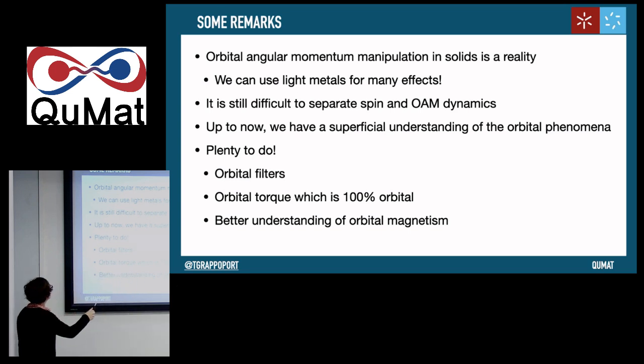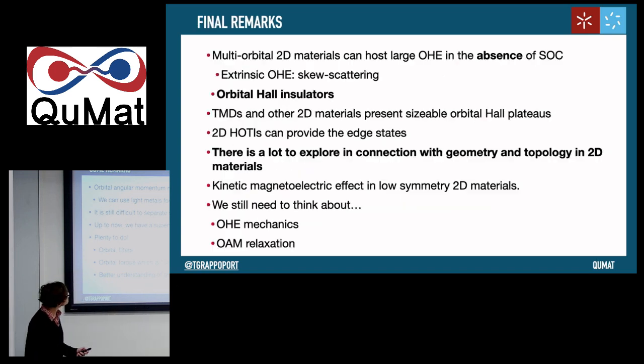So there is plenty to do, especially if you think about orbital filters, like you have spin filters, orbital torque, which is 100% orbital. It doesn't need to go through transforming things into spin and then switching magnetization, and a better understanding of the orbital magnetism actually to do these other things.